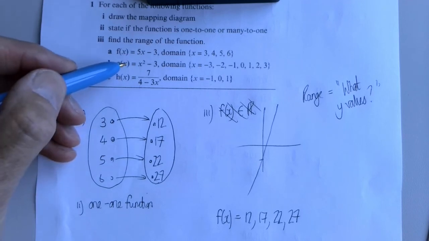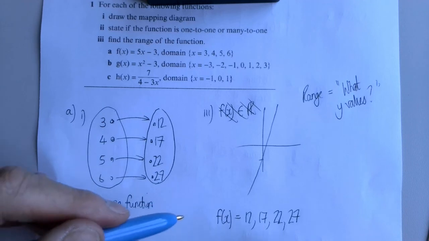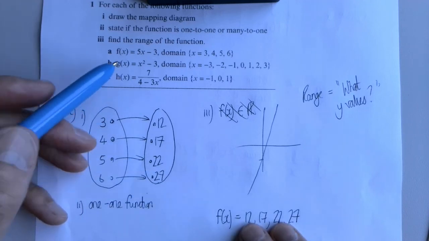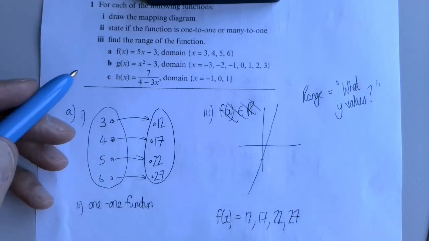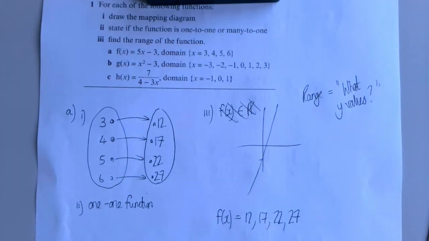So go on, see if you can have a go at these two here. Mapping diagram, what sort of function they are, and the range. This is much easier. Normally we'd have to sketch the functions. In this case, it's just what y values do you get from those x values. Pause and have a go.